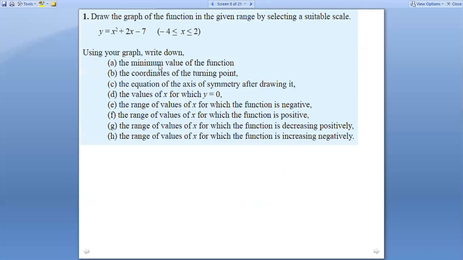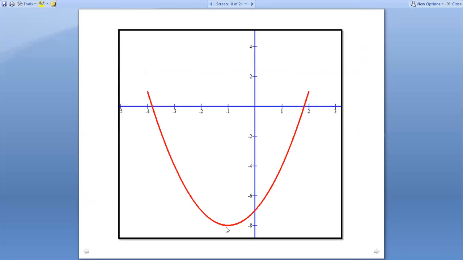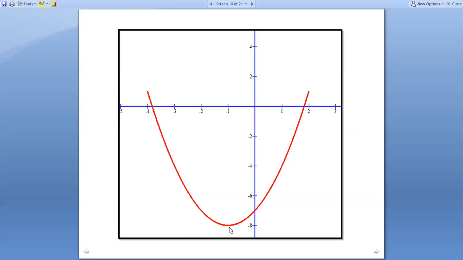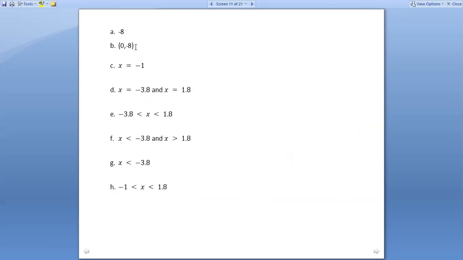Using the graph, write down the minimum value of the function. So you can see the minimum value of the function is -8. In other words, minimum value of the function means minimum value of y. It is -8. The answer is -8. The coordinates of the turning point. So this is the turning point and the coordinate pairs will be 0, -8. So I have written the answer 0, -8.